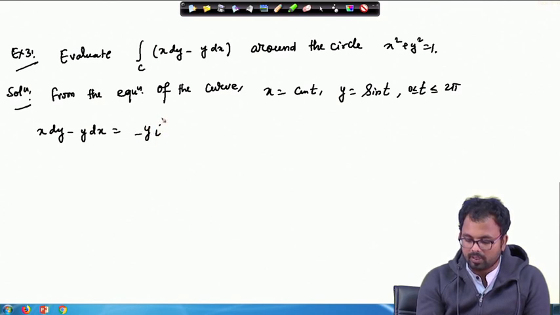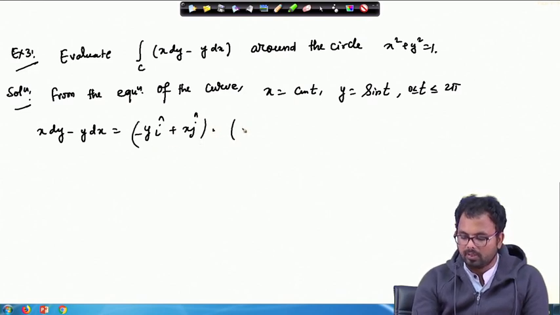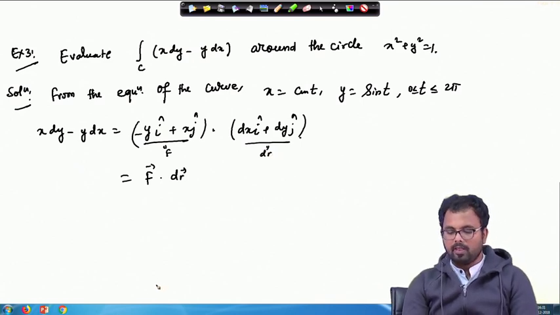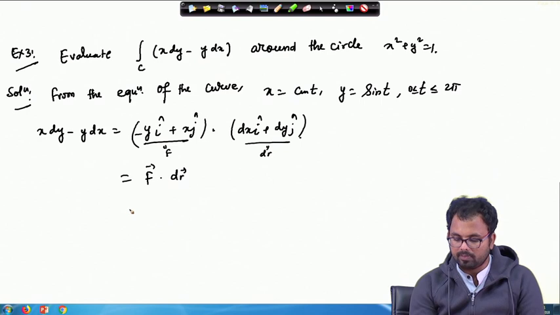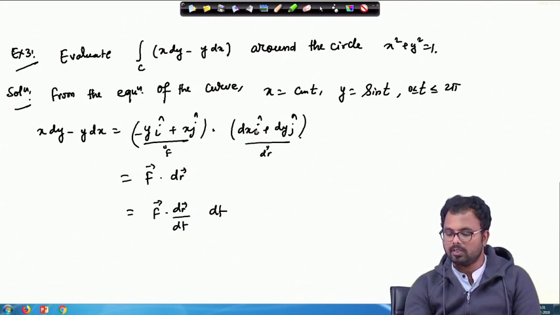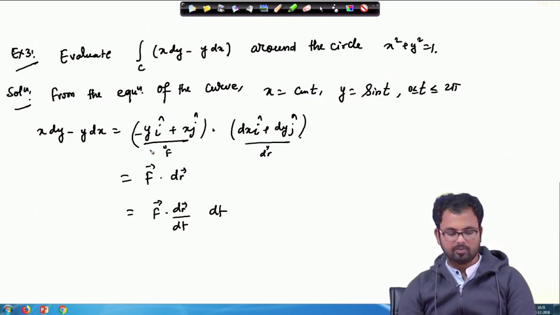minus y i plus x j, dot product with dx i plus dy j, and this is nothing but F dot dr, where this is F and this is dr, right? And from here I am able to write F dot dr over dt times dt. So this dr/dt can be calculated very easily. dr/dt is nothing but dx/dt i plus dy/dt j, which is minus sin t i plus cos t j.